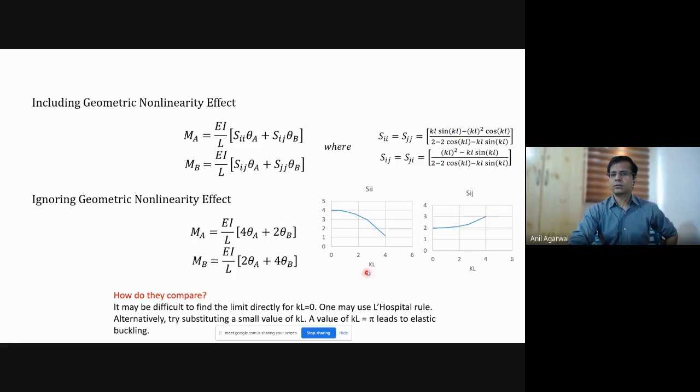What I have tried to do here is I have basically just substituted some values of KL into these terms. On the horizontal axis, you see the values of KL. On the vertical axis, you see the values of Sii in this plot. You can see this plot?